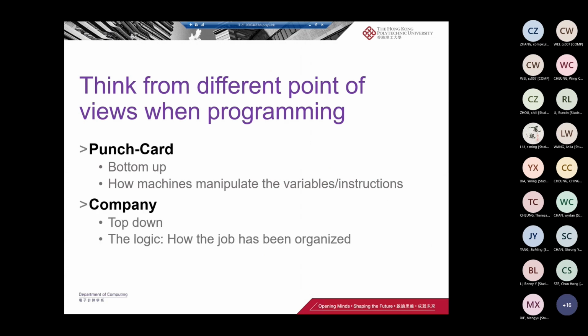Okay, right now you will see we have 2 points of view for a Python program. One is the punch card program point of view. The other is the company point of view. The punch card point of view helps you to understand what's happening inside, and the company point of view will help you to understand the logic of how jobs are assigned to different workers. We will come back to these 2 different points of view later when necessary.